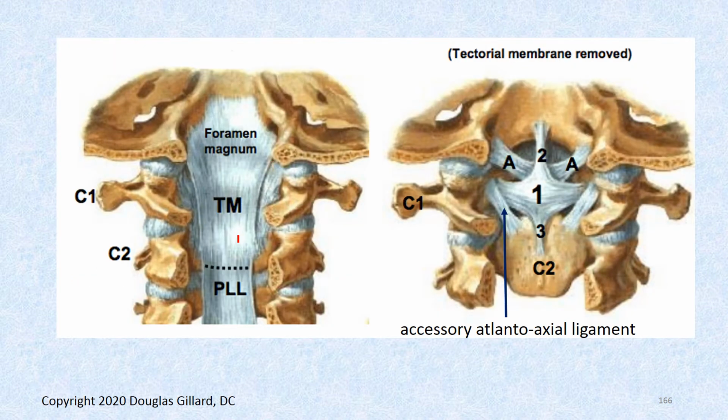Here's just another view, PLL. This is pretty deep, right? There's the posterior longitudinal ligament, turns into the tectorial membrane, which goes all the way to the foramen magnum. If you take this out and go deeper, then you can see the cruciform ligament here and the accessory atlantoaxial ligaments here, and the alar ligaments here, and the joint capsules. Are we good?